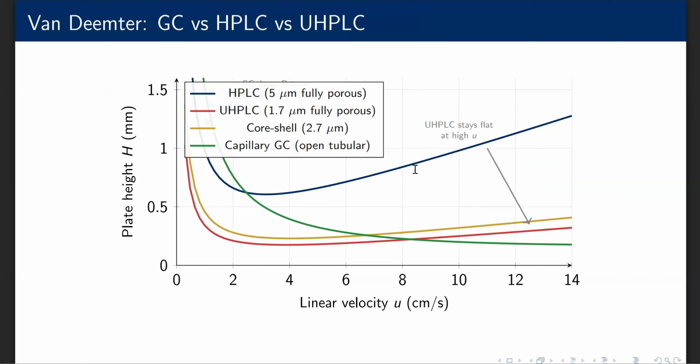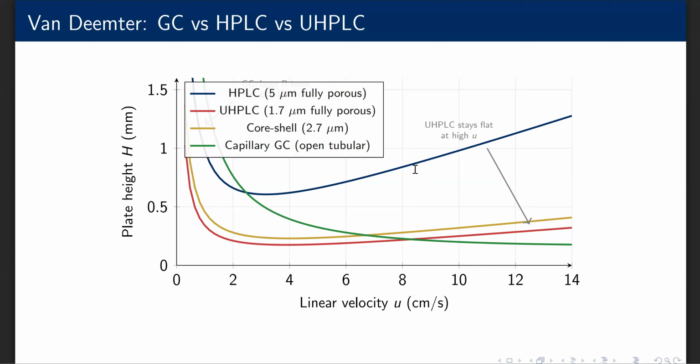So let's have a look at the Van Deemter equation in different techniques. This four-curve comparison is essential for understanding why different techniques behave so differently. Start with conventional HPLC at the top in blue: significant A term from the packing, moderate B term, substantial C term, the minimum at low velocity, and the curve rises steeply on the right. Now look at UHPLC in red, with 1.7 micrometer particles. Both A and C are dramatically reduced because smaller particles mean shorter diffusion paths and more uniform packing. The curve is lower and flatter, meaning you can push the flow much harder without losing efficiency.